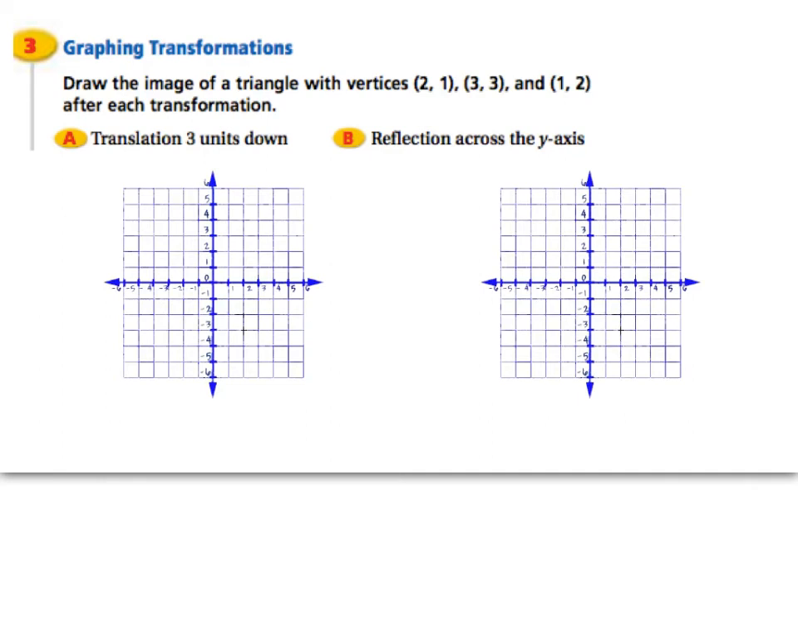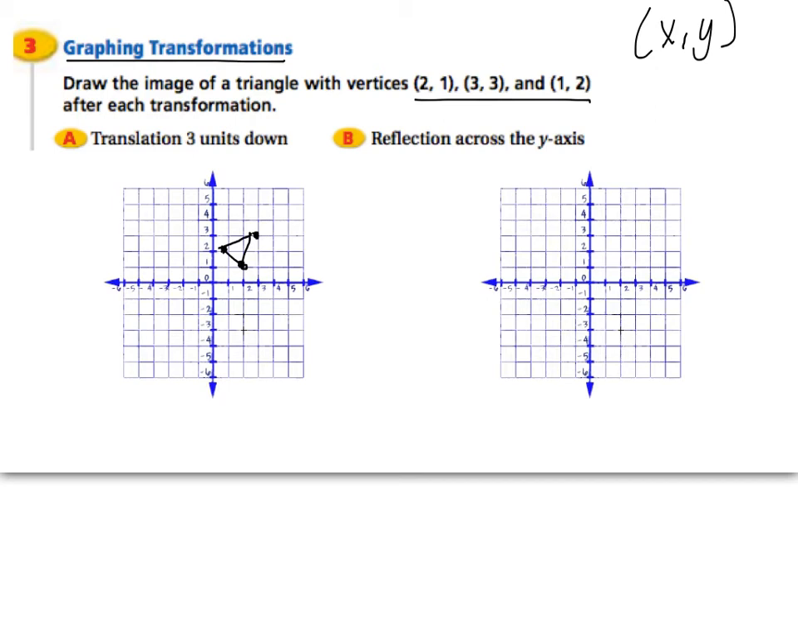Okay, so here's an example of graphing transformations. First we're going to start by graphing these three ordered pairs. So remember, it always goes x comma y. So I would go 2 to the right, and I would go up 1 and make my point. 3 to the right, and then go up 3, and then finally 1 to the right, and go up 2. And then I can connect these, and you can see that we are going to have a triangle.